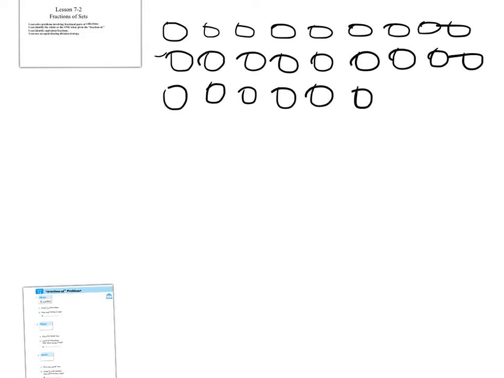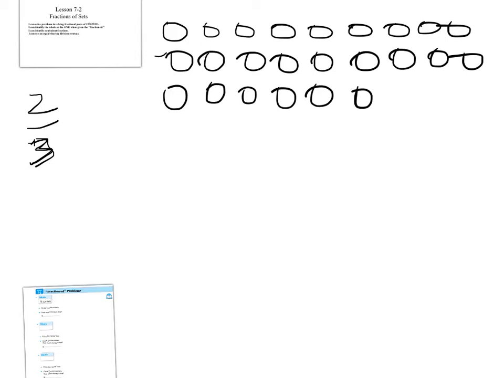Alright, let me erase that here. Okay, so I want you to think about pennies. Okay, you have 24 pennies. I'm going to just draw them up here quickly. 1, 2, 3, and so on up to 24. So you have 24 pennies on a desk, and you count out 2/3. You want to count out 2 groups or 2 sets of the 3 sets that you're going to break the 24 coins into.